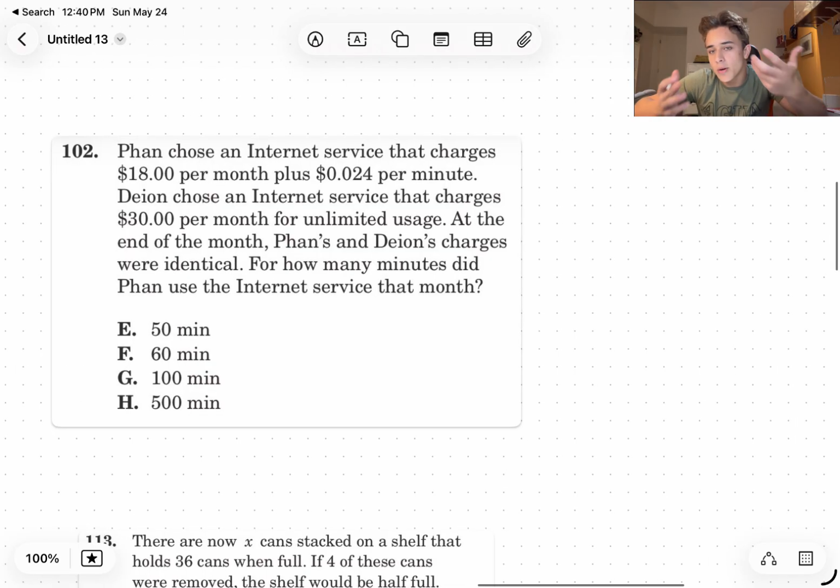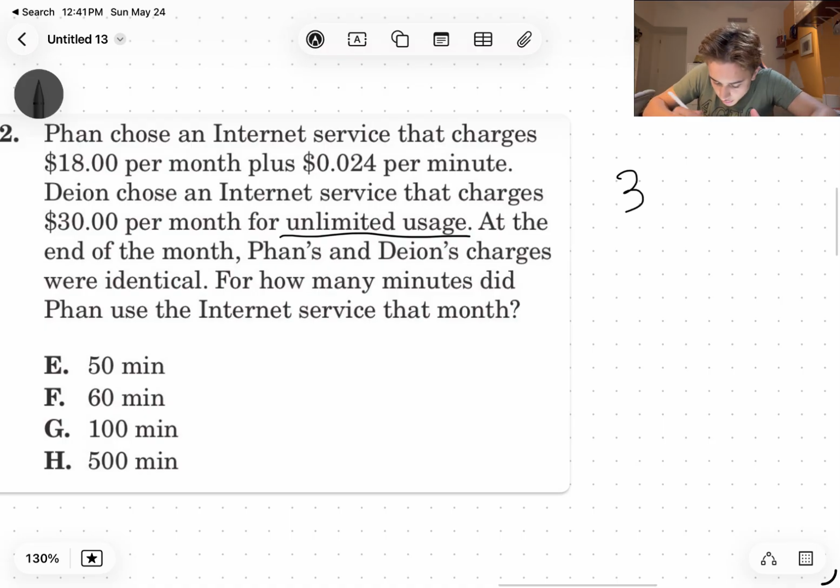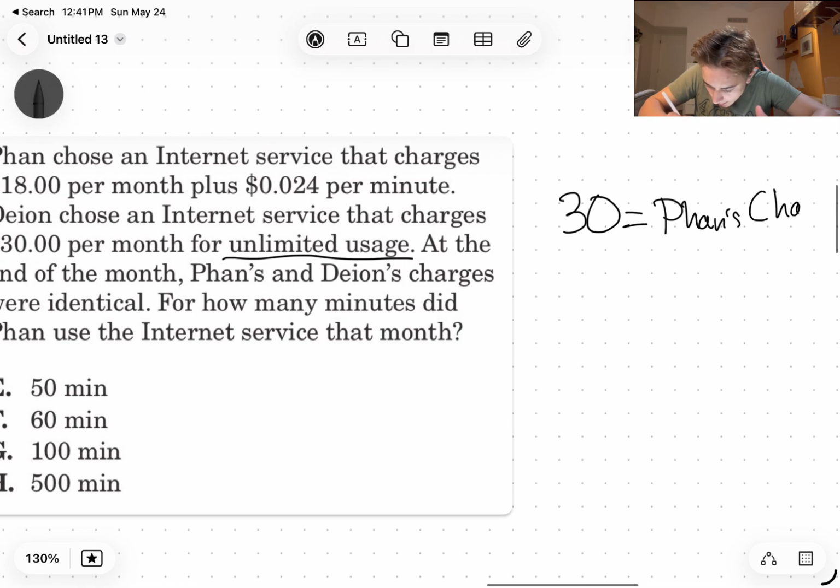Okay, so this is a word problem that we need to solve, and we need to set these two things equal. We need their charges to be equal, so we can set up equations to model both of their charges. The slightly easier one is going to be Dayon's charge because he pays $30 at the start of the month, and then it says unlimited usage, which means he doesn't pay more no matter how much he uses. So Dayon's charge is going to be 30, and we need that to be equal to Fan's charge.